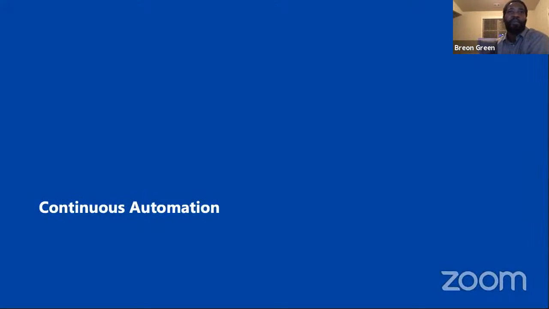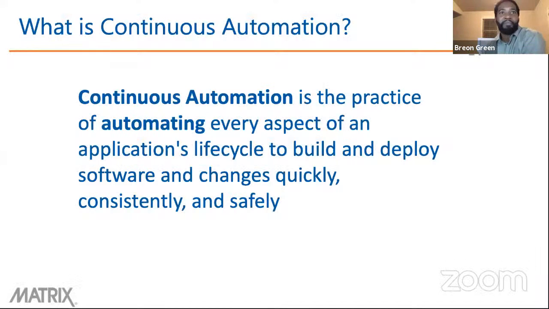All right, so let's talk a little bit about the continuous automation process. Continuous automation is really the practice of automating every aspect of the application lifecycle. When we think of continuous automation and the DevOps pipeline, we have those stages that require us to build and package our software and then deliver it to some environment. When we're thinking about 10,000 to 20,000 applications, we will want them to follow the same exact process.